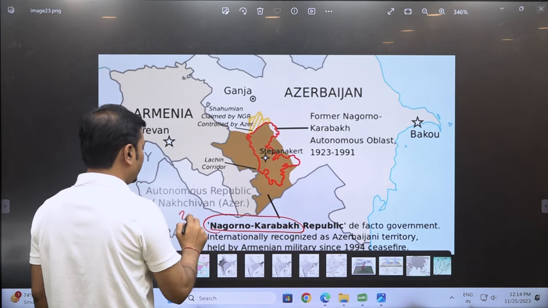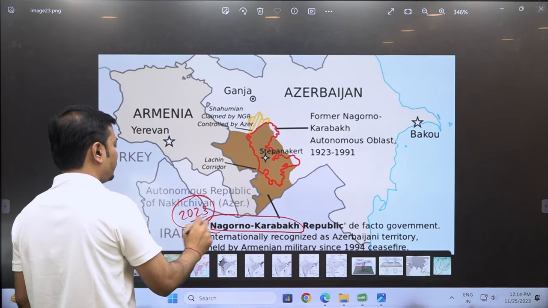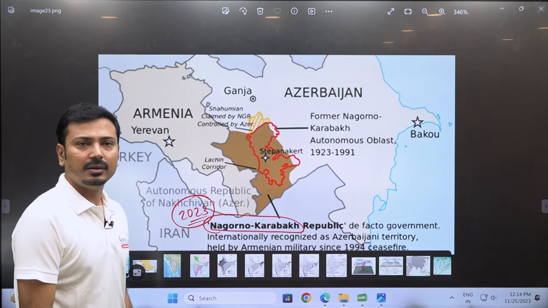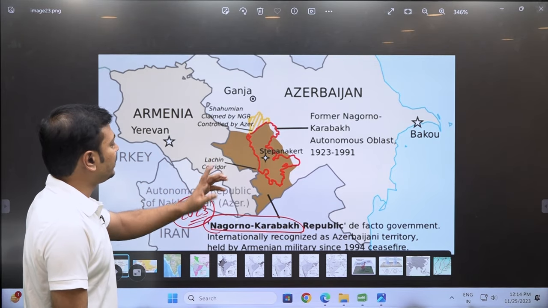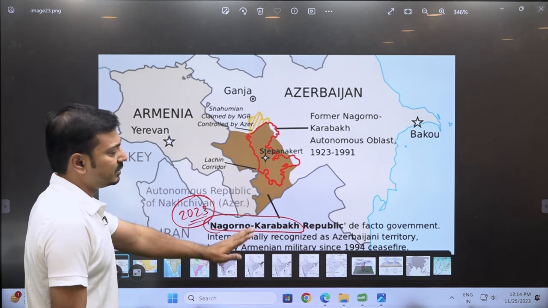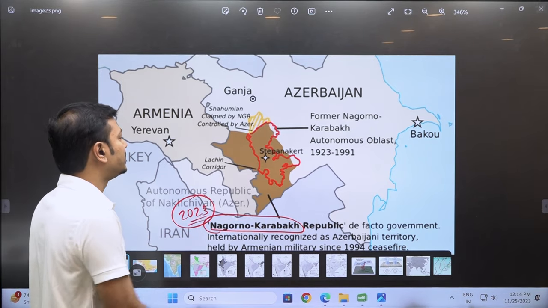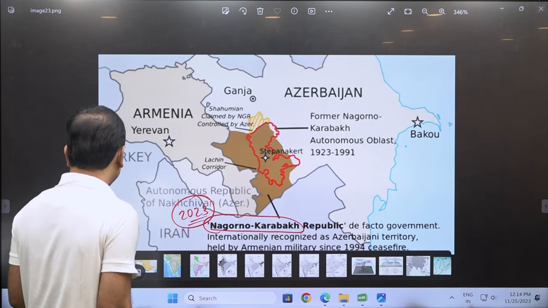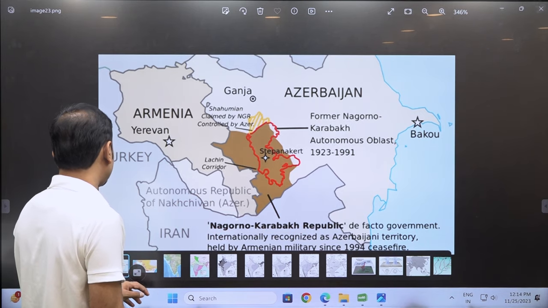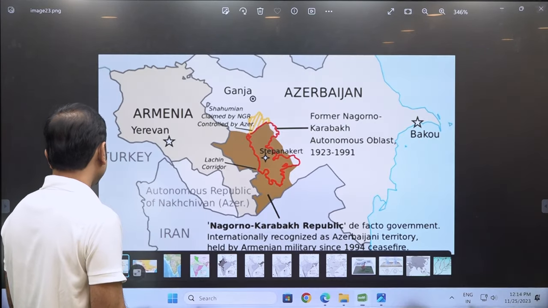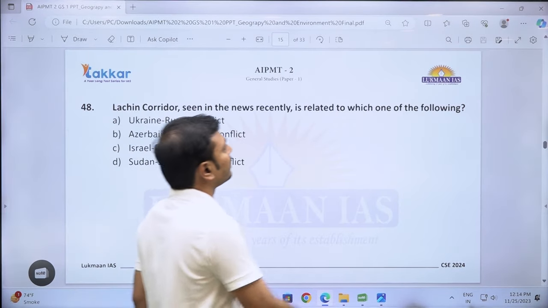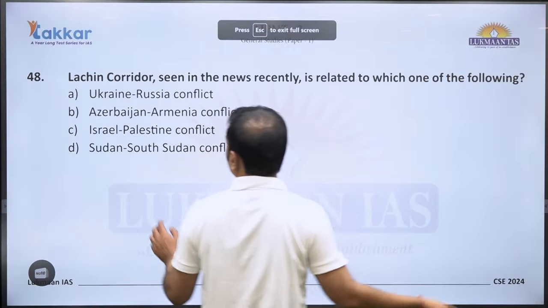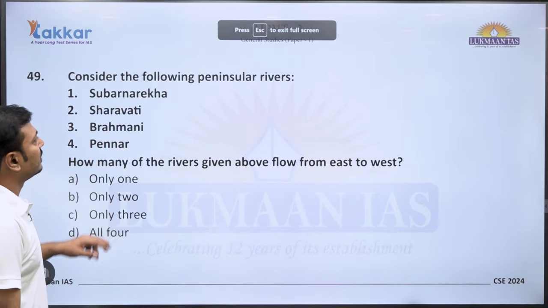This year's prelims question, match the following, Nagorno Karabakh. So Azerbaijan Armenia question has already come in prelims. So we need to know that UPSC asks such questions every year. Lachin corridor has been mentioned here, okay. So it's always in news because of this conflict, fine. Now coming back to the discussion, yes, let's continue. So what should be the answer here? B is the correct answer.